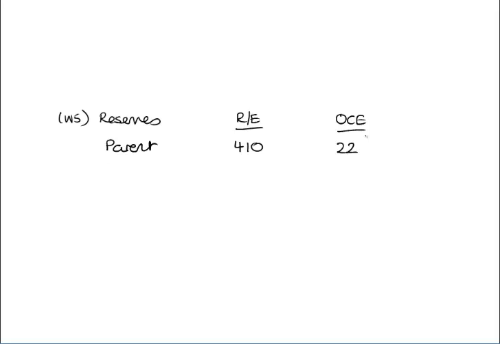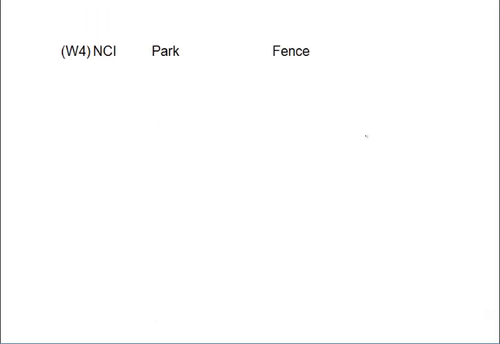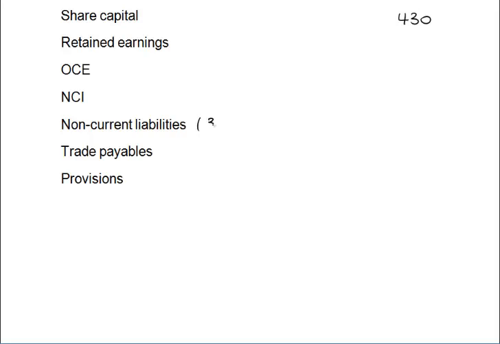We've then got our non-current liabilities. I'm going to add those together for our 3 group companies, which gives us a figure of 334. Trade payables, 354, and provisions of 20. So I've taken all of the data from the group SFP and slotted it into our answer sheet.